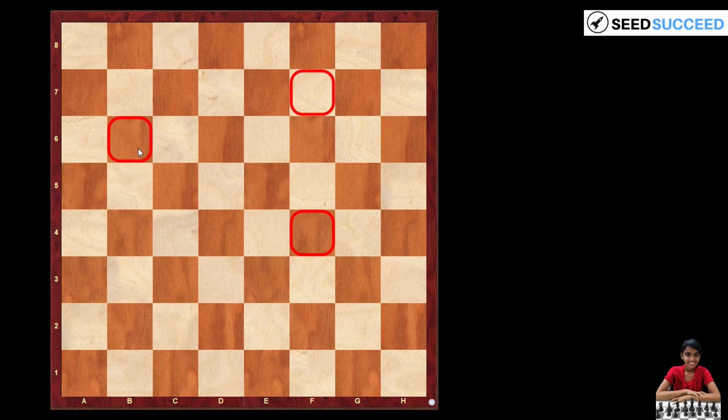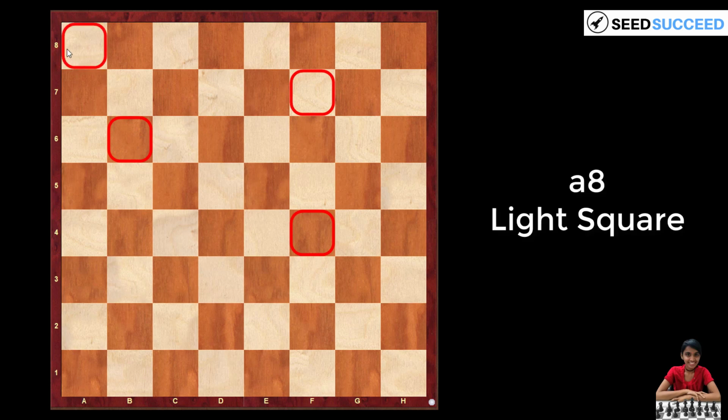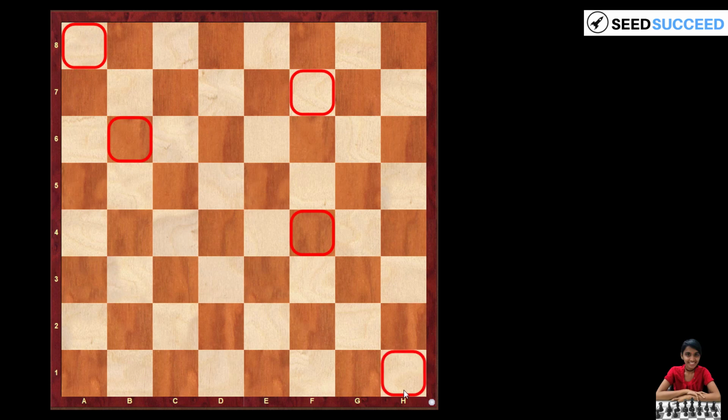And let's point out this one. This is B6 and this B6 is a dark square. And then this is A8 and A8 is a light square. H1 is a light square.